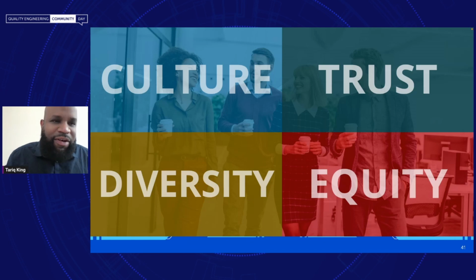It's not just the coffee, but in addition to that culture, thinking about trust, having a diverse team, being equitable, all these things build trust. And trust really builds performance, and performance is really what we're talking about here once we start talking about force multipliers.